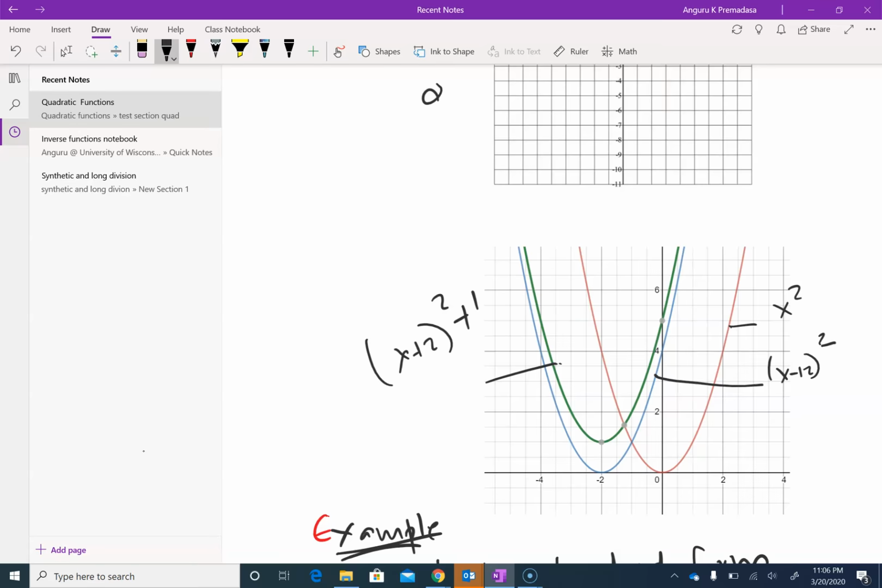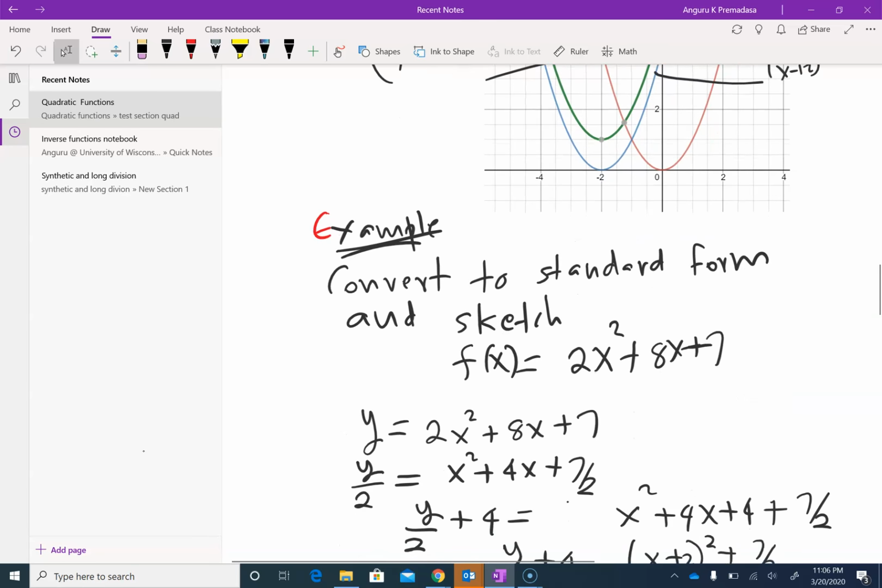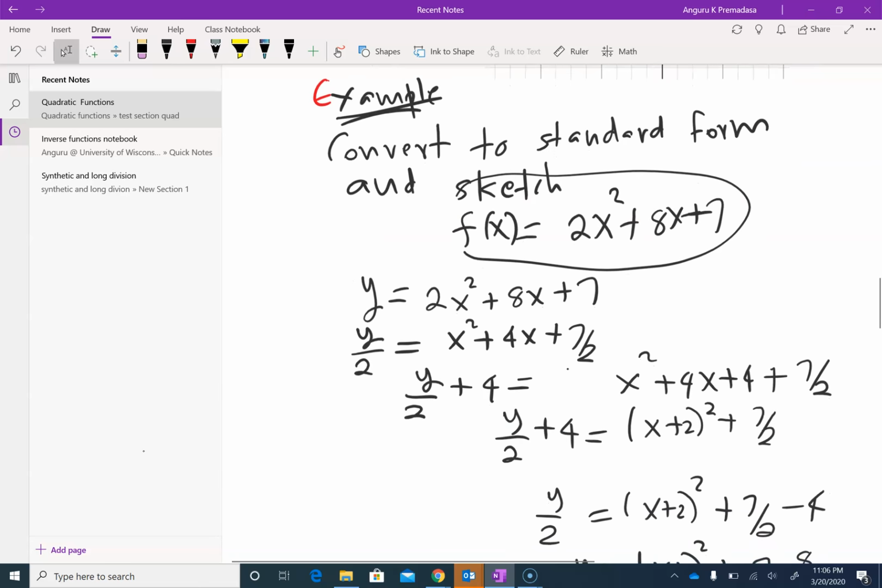Okay, so now let's do another one. This is another example. We need to convert it into standard form and sketch. This is almost a sure question for the final exam, so I want you to get used to converting to standard form and sketching.